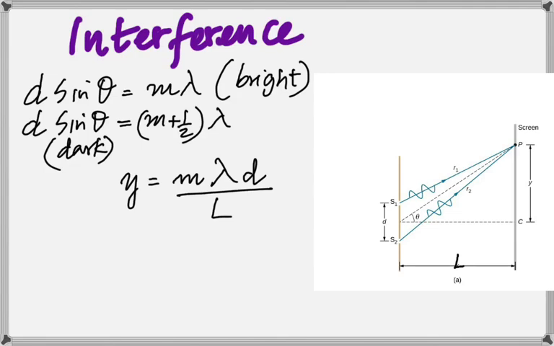And then I just related this to the distance on the screen. You see the distance on the screen is y, right? Isn't this what we got? M lambda d by the length. Now I change this to L. That's the distance between the slits and the screen. So if you remember this and you know what you're doing, you should be able to read the problem.